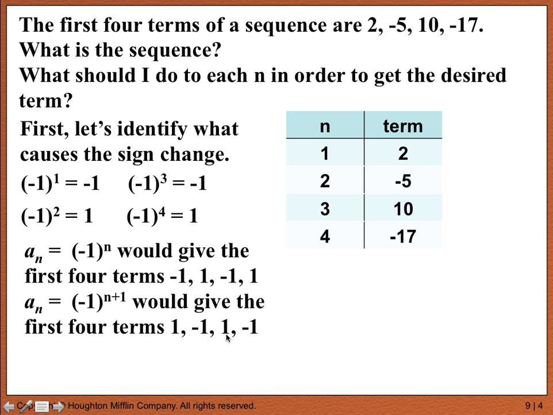If n is 3, and I'm looking at my third term, I plug in 3 for n, and I get 3 plus 1 is 4, negative 1 to the fourth, and that gives me positive 1. And finally, for the fourth term, when n is 4, plugging in 4 for n gives me 4 plus 1 is 5, negative 1 to the fifth is negative 1. So we can see how to account for the sign change in this particular problem.